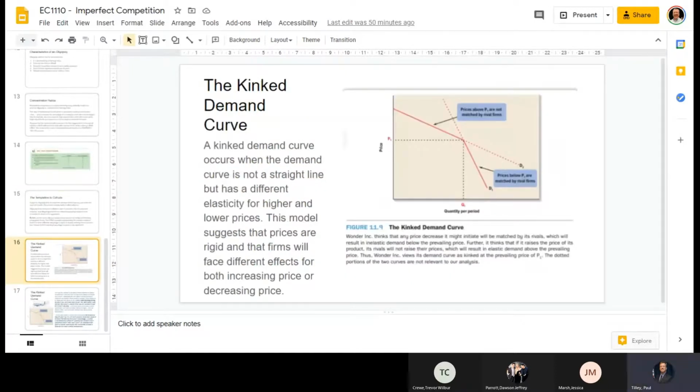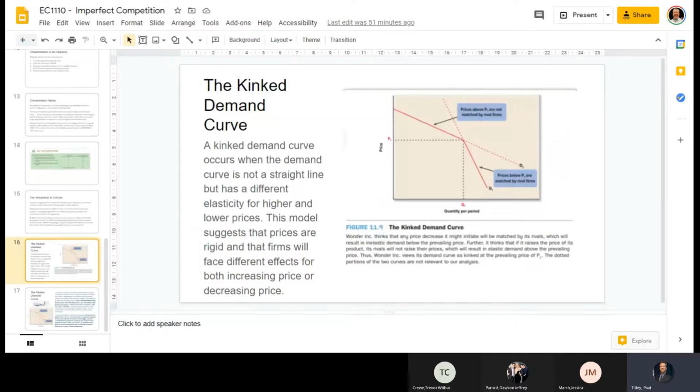The last thing that I want to introduce here is something called the kinked demand curve. This is a very interesting economics concept, okay? It is not overly complicated, but it takes a little bit to get your head around. Effectively, a kinked demand curve occurs when the demand curve is not a straight line, but has different elasticity at different prices. Okay, so I want you to take a look at this.